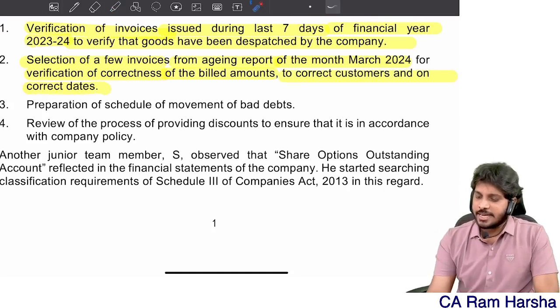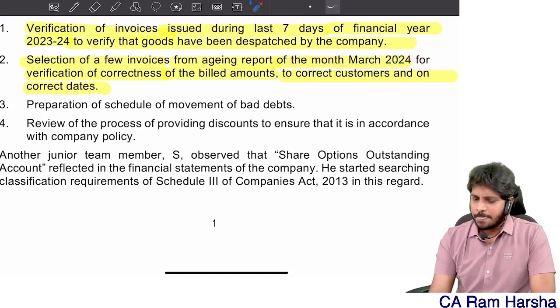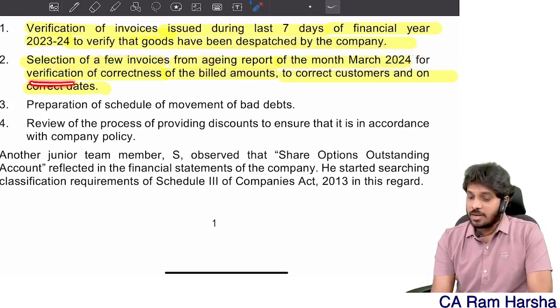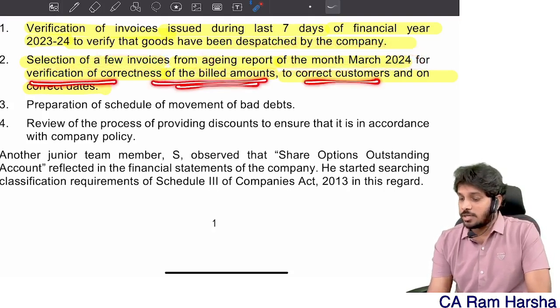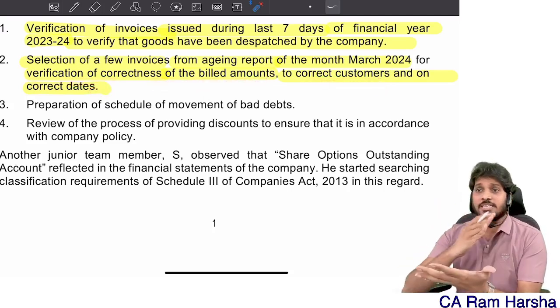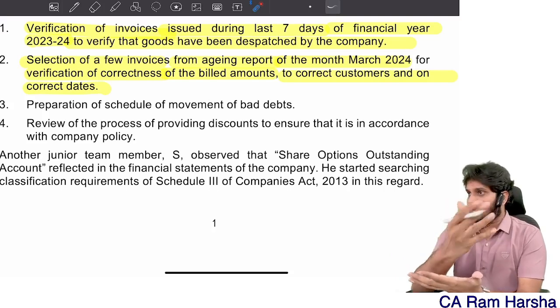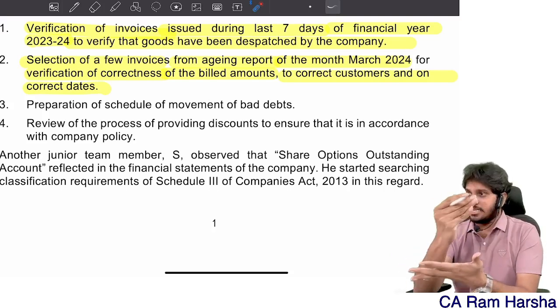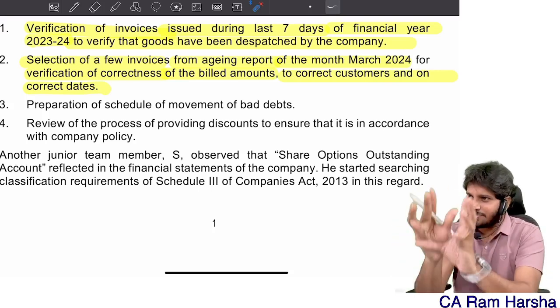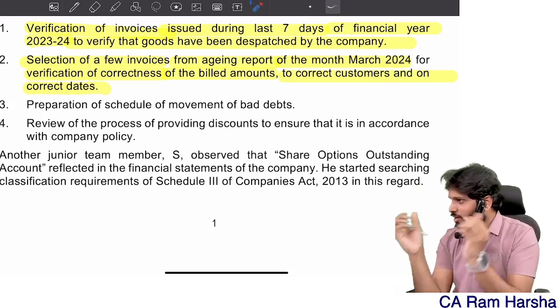Okay, so they are taking some bills related to March month. Selection of a few invoices from the aging report of March for verification of correctness of the billed amount, correct customer, correct dates. Based on the bill, is it accounted, is it recorded in the correct ledger account? Is it recorded on the correct date? Is it recorded at the correct amount? So it is concerned about valuation. It is concerned about what? Valuation.